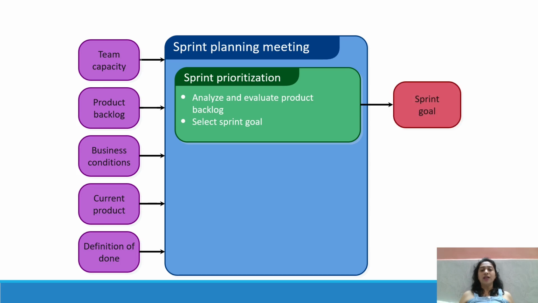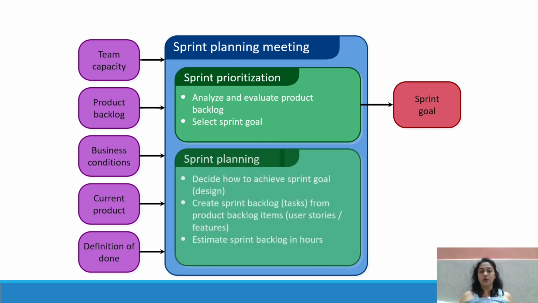Then you can see the sprint prioritization. In the sprint meeting, we analyze and evaluate the product backlog and select the sprint goal. Then in sprint planning, we decide how to achieve the sprint goal, design, then create sprint backlog tasks from the product backlog items, that is user stories, features and so on, and estimate the sprint backlog in hours. That is the sprint backlog. You can see on the left hand side these are inputs, and the outputs are described on the right hand side, that is the sprint backlog.